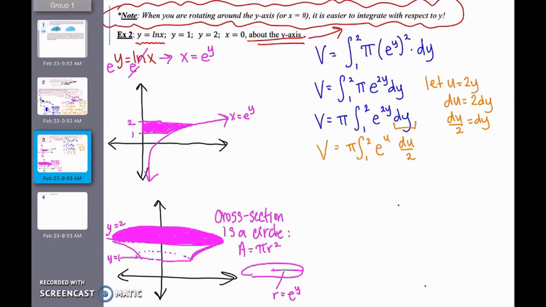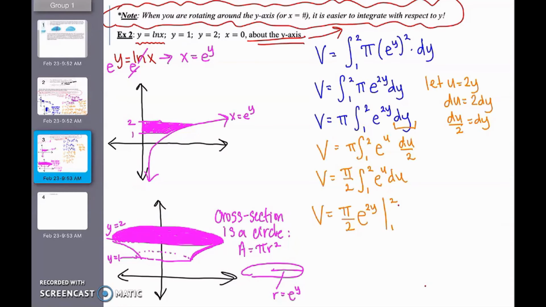And I can take that division, that du over 2, I can move that 1/2 out in front of the integral. So then I will have pi over 2 times the integral from 1 to 2 of e to the u du. Well, now this is easy because the integral of e to the u is e to the u, right? So my volume is going to be equal to pi over 2 times e to the, but I'm going to plug what u is back in. So it's e to the 2y, evaluated from y equals 1 to y equals 2.